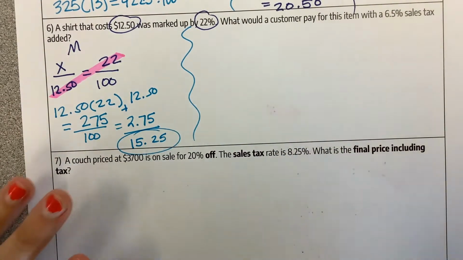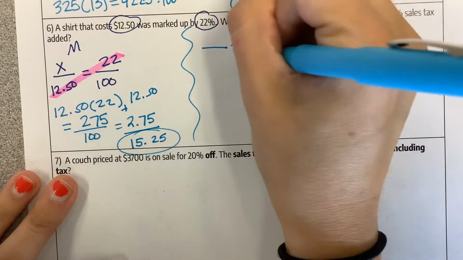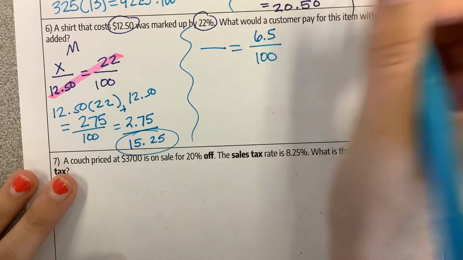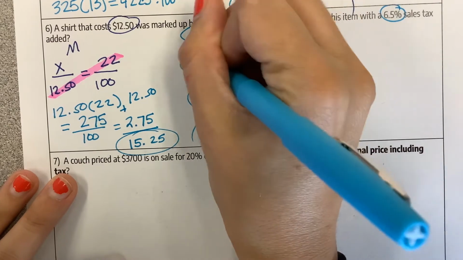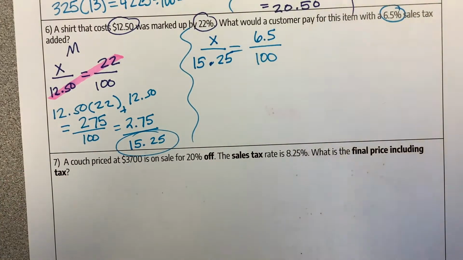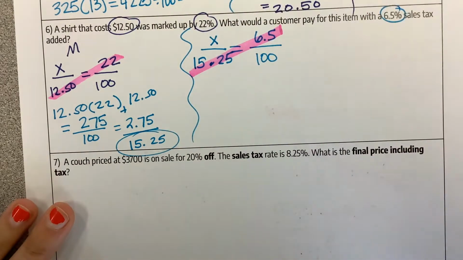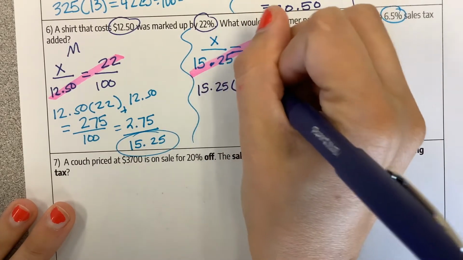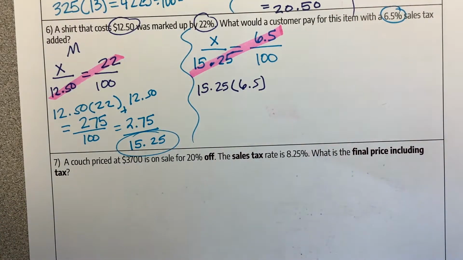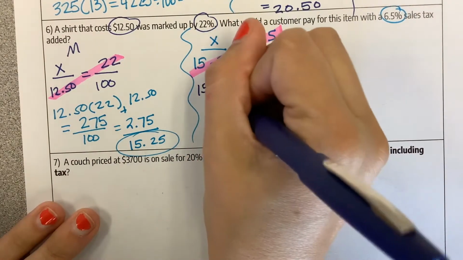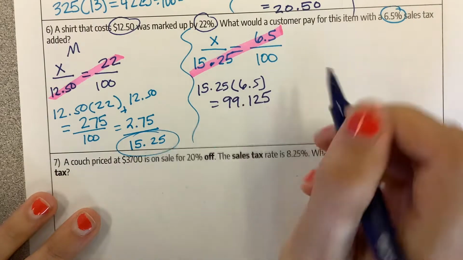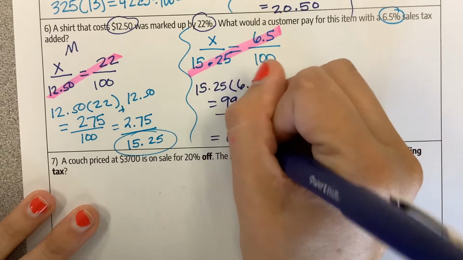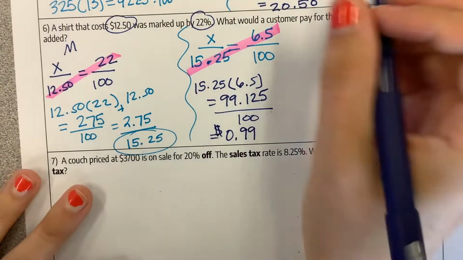$15.25 is what we are being taxed on. So let's set up our new proportion. Our tax rate is 6.5%. So we are figuring out our new amount, $15.25. What is 6.5% of that? So I'm multiplying $15.25 times 6.5, and we get 99.125. And I'm dividing this by 100 to get 0.99 when I round. That was our tax.